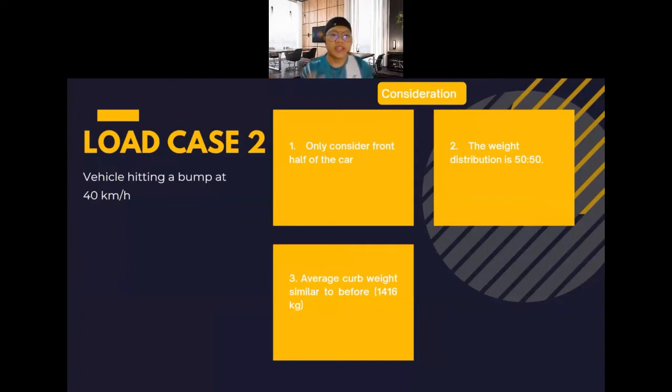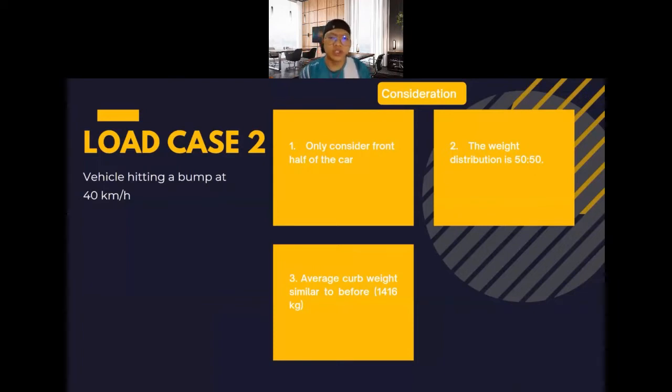Okay, for this case, we have said that the vehicle is hitting a bump at 40 kilometers per hour. When a vehicle hits a bump, the force experienced by the tires is transferred to the strut towers, which is then transferred to the strut bar.